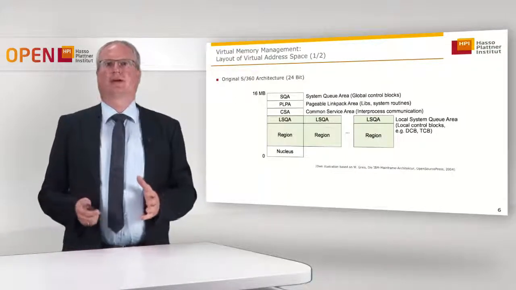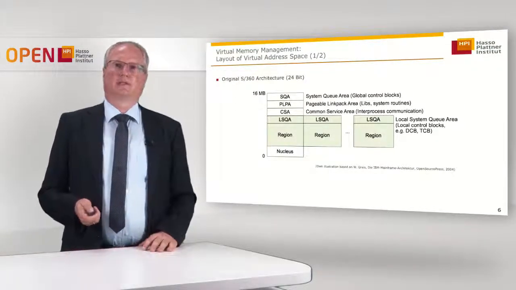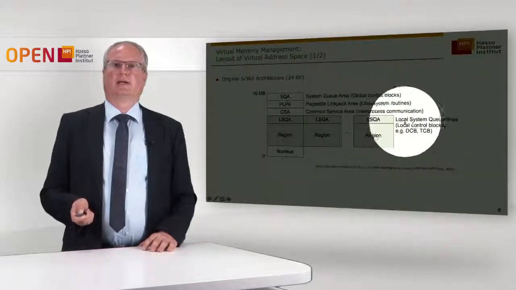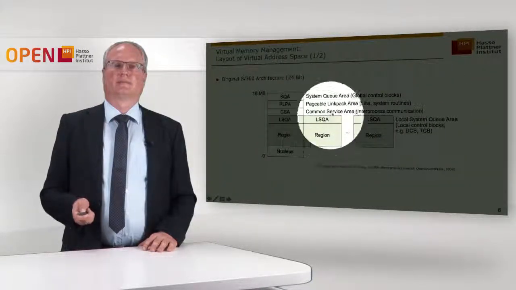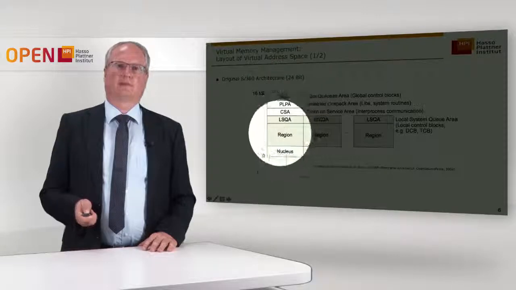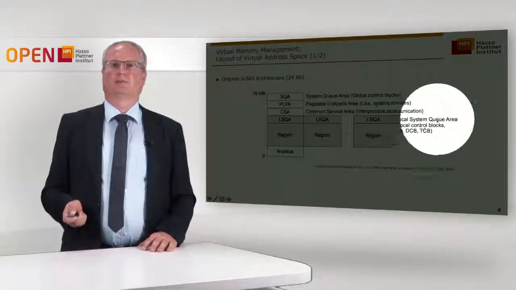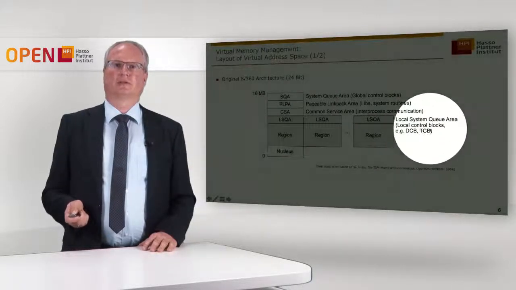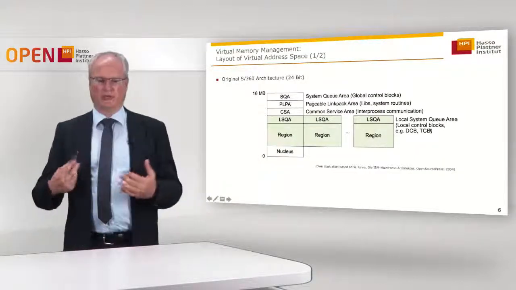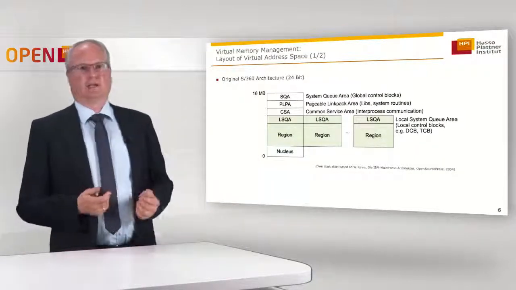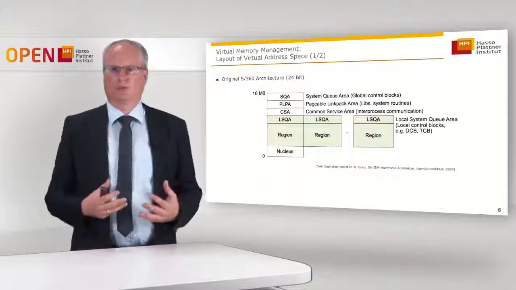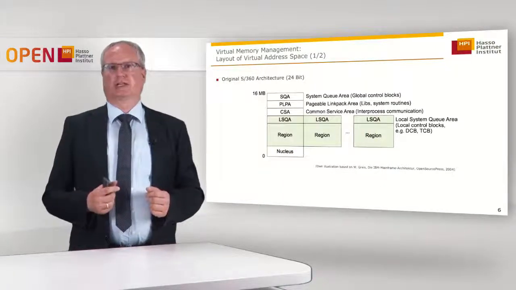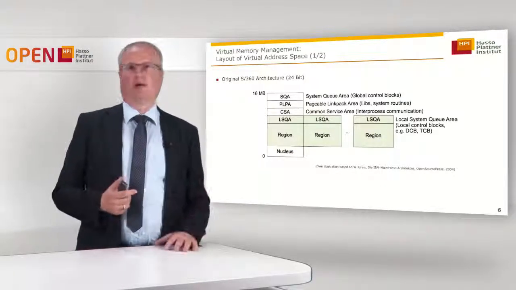And then, of course, we have the so-called local system queue area, which is present in every virtual address space separately and contains the program-specific control structures that are needed to communicate, for example, with the kernel. These are especially device control blocks and task control blocks, so control structures that are needed to, for example, control I/O operations.